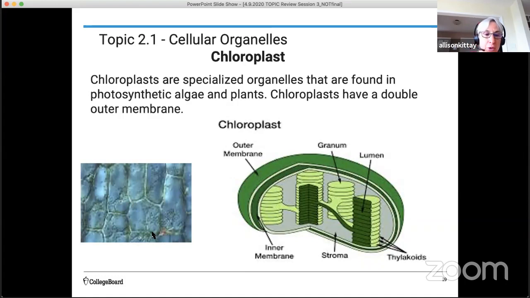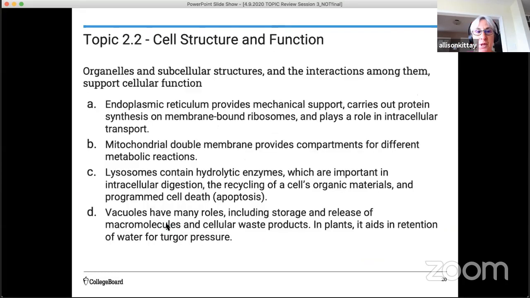And over here, you can see chloroplasts are tiny. So we're looking at an actual slide of some plant cells. I believe this is from a water plant. And you can see all of those teeny tiny chloroplasts that are inside that plant cell. So I'm going to go into detail about the functions of each of these organelles, but these are kind of the statements that come from the CED, the course and exam description, about each one. So let's read them together, and then I'll go through them using images to support this content. So the endoplasmic reticulum provides mechanical support.